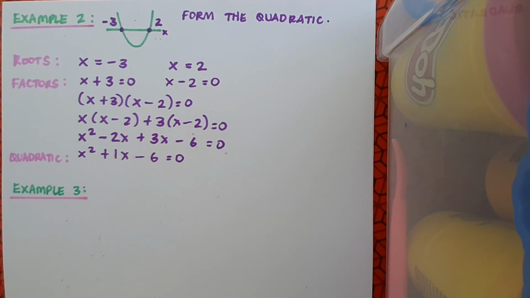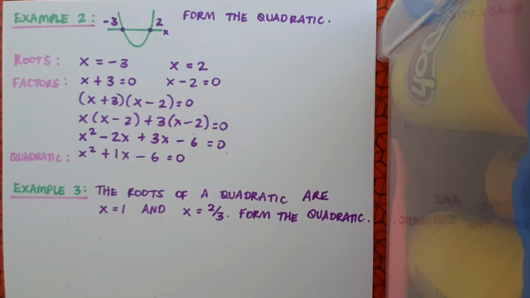Okay, so let's look at example number 3 now. In this example, the roots of a quadratic are x equals 1 and x equals 2/3. Form the quadratic. Now, you can probably see what's a little bit different in this example already. It's the fact that I've got a fraction here for one of my roots. That's pretty easy to deal with, but I'll show you how in a moment. So we'll start with the exact same process as before, making a note of the roots and then writing down what they are. So I've got x equals 1 and x equals 2/3.